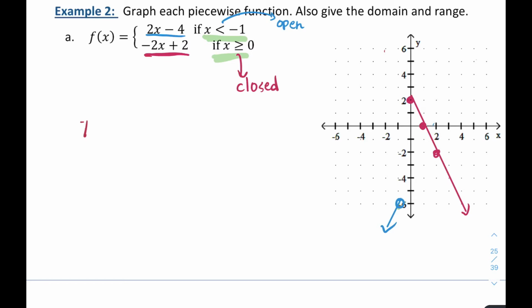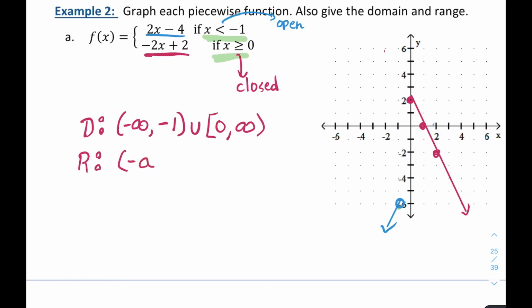There it is. Domain and range-wise, for my domain, you can either look at your function definition or you can look at your graph, but I go from -infinity to -1, then I don't have any points between -1 and 0, and then I start up again and include points from 0 to infinity. For my range, I have a largest y value. I include all of the points with y values up to 2, and then everything else has y values less than 2. So -infinity to 2 is going to be my range.